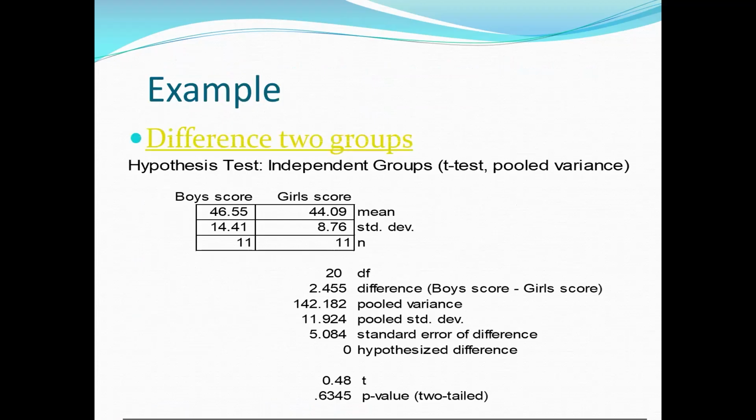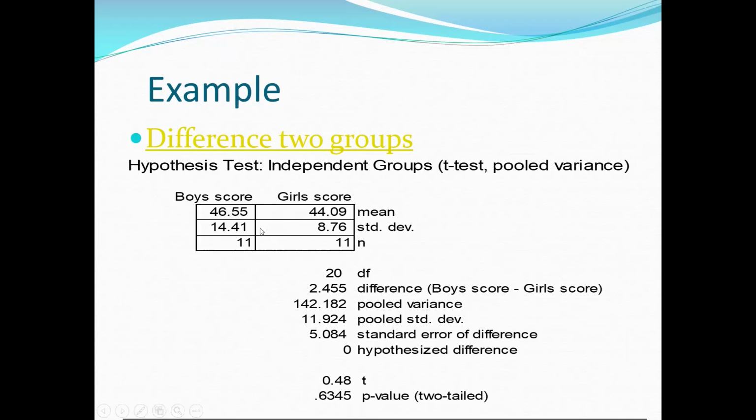Now look at this. This is the result given by the software, the difference between two groups. Look at the heading: hypothesis test, independent groups, t-test, pooled variance. Independent groups, boys and girls. These are the marks, for example, out of 100. The boys got a mean score of 46.55. The girls got a score of 44.09. The girls' score is less than the boys' score in the sample. Remember, in the sample, the one sample which you have taken.